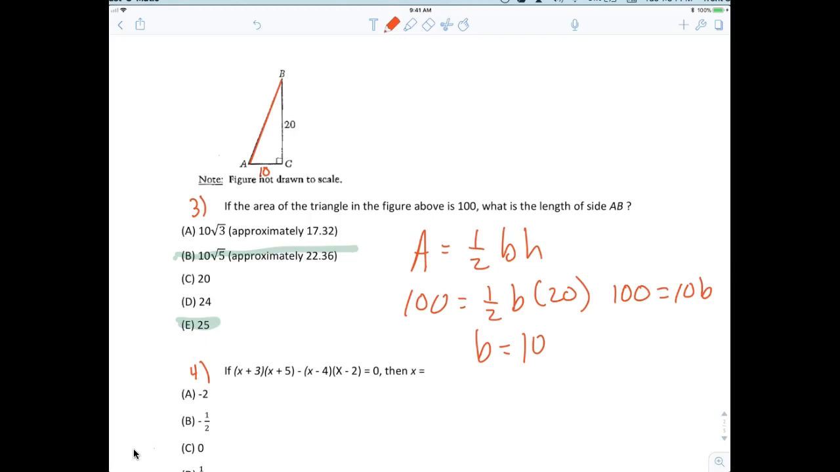So we just did this. A squared plus B squared equals C squared. So come on. C squared is equal to 100 plus 400. 500 equals C squared. C equals 10 radical 5. Honestly, if you got that right, give yourself a pat on the back. It feels good to be smart.